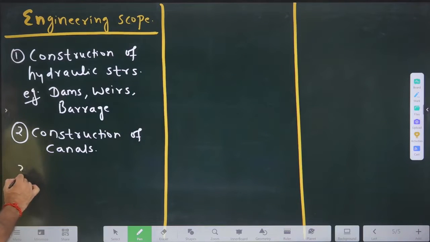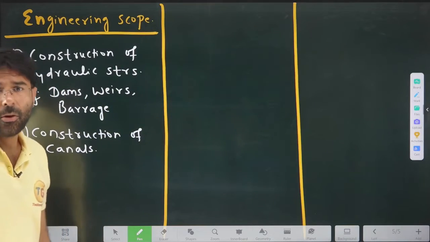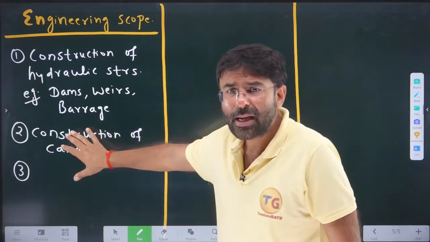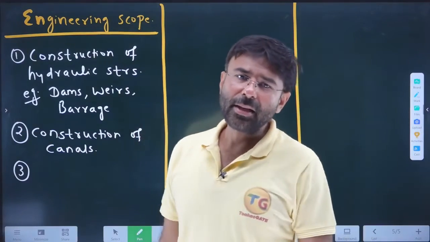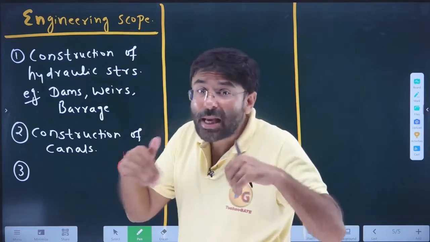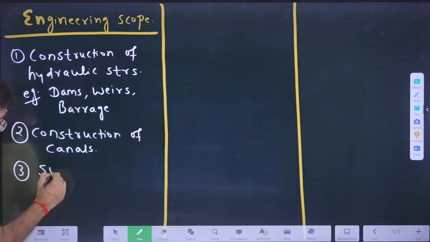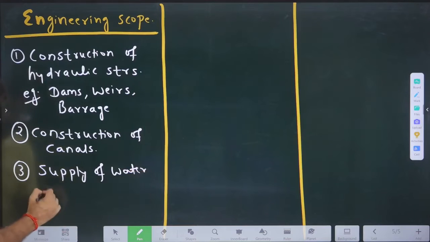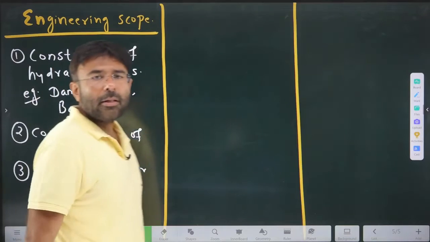Correct? How much water will I have to supply? What is the design discharge? Definitely I will be constructing a canal, but how much water will this canal carry? That also I'll have to decide. As a civil engineer, I have to decide the design discharge for the canals. How much water needs to be supplied? That means supply of water to the field.